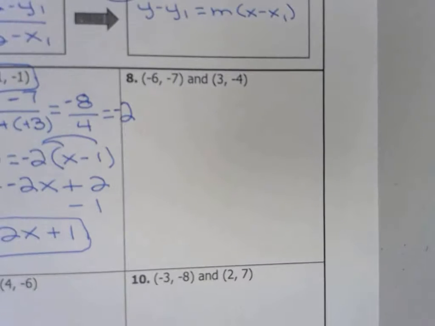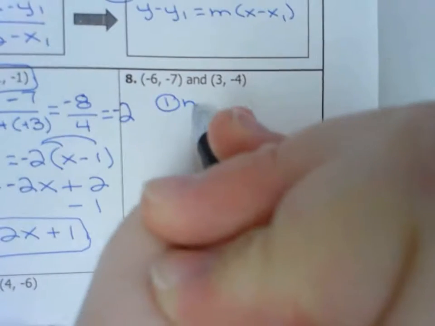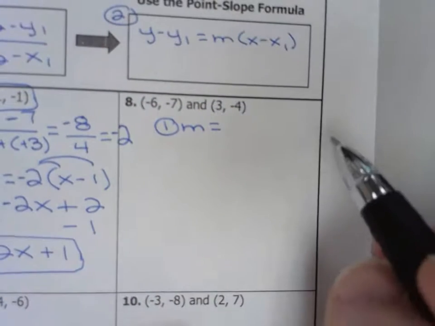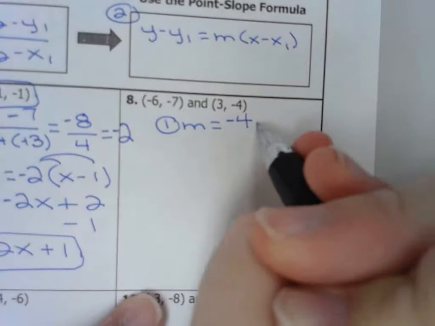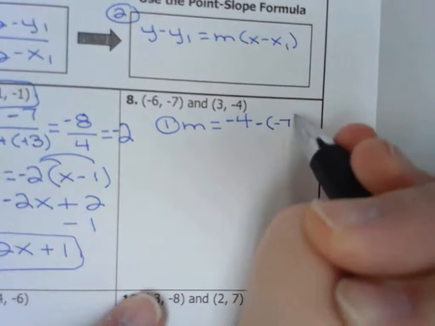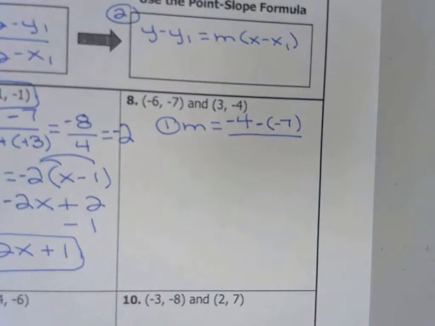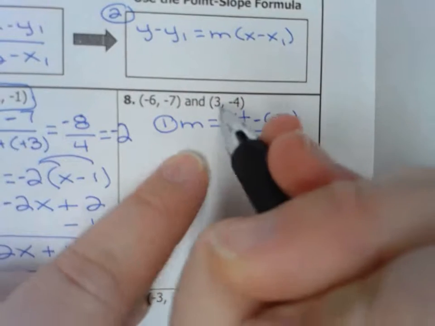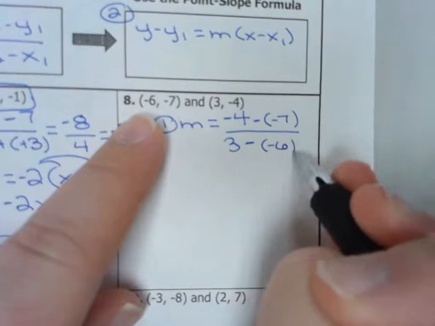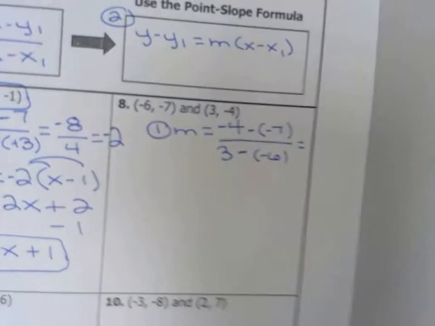So if I look at 8, I don't give you the slope. You have to have the slope to plug it in for m. So if I just give you 2 ordered pairs, you have to find the slope first. To find the slope, we use the formula y2 minus y1. y2 will be what? -4. -4 minus y1, which is -7. Be careful with the double negative. -4 minus the -7, over x2, which is 3, minus the first x, which is -6. So check your negatives.